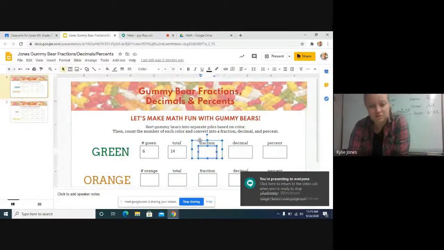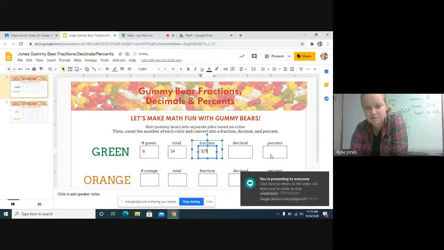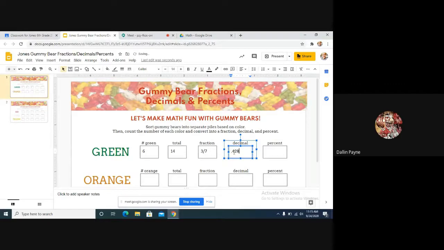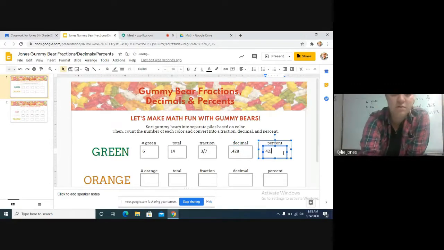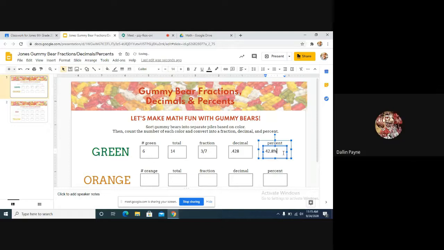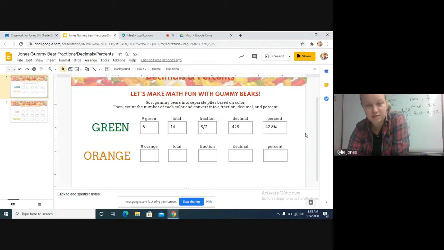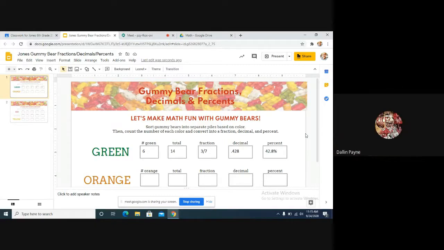So our fraction on this one was 3/7. Our decimal is 0.428, and our percent is 42.8. Do we type these out? These ones too? Yeah, you can type these ones. So that's for our green one. I'm going to give you guys the numbers that you're going to use for orange, red, and yellow.